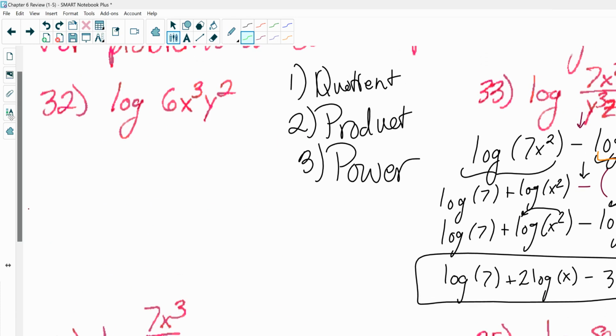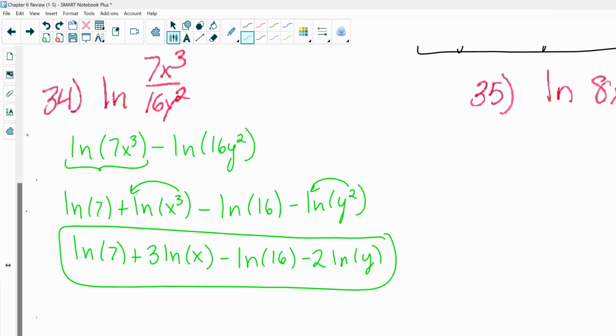Questions on 32 through 35? Yes. So if we look at 35, natural log of 8x cubed y squared z to the 4th. Is there a quotient? Is there division? Well, no, right? There's no fraction. So we just skip over quotient. We don't have to do that. We can go straight to product.